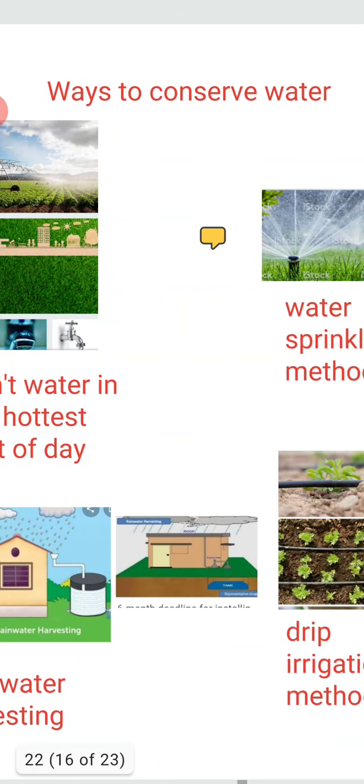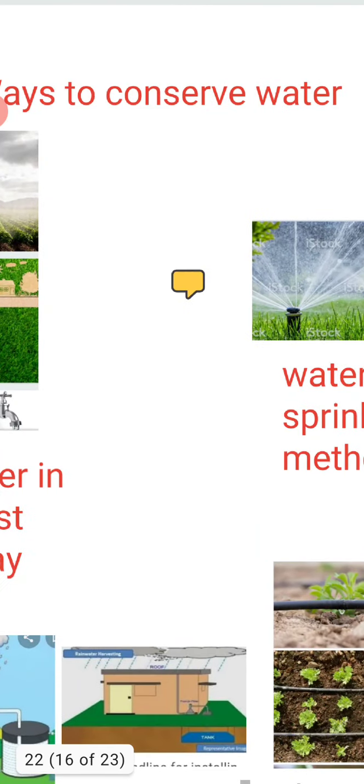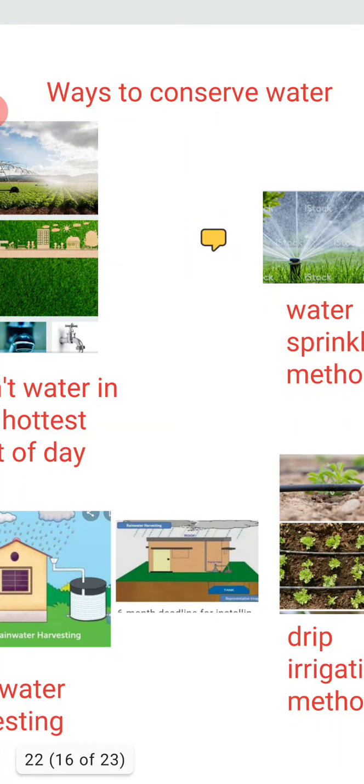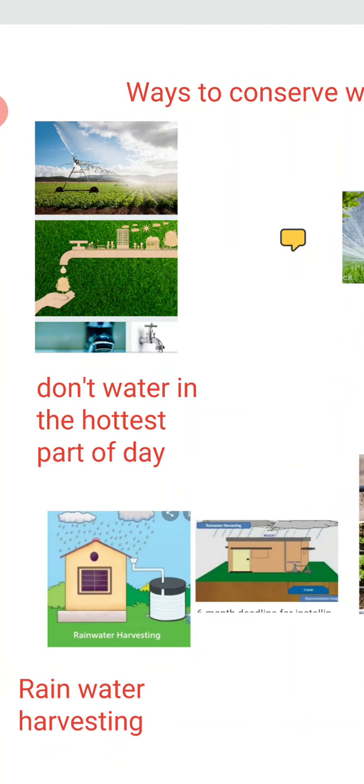Now we will discuss conservation. Conservation means that we conserve the resources for future generations, or for ourselves also. In some regions where water is abundant, it is mostly wasted, polluted, or overexploited. Now let's discuss some ways to conserve water.